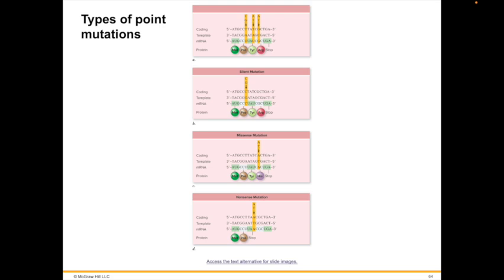Base substitutions fall into two categories based on whether the new base is similar to the old one. If the change replaces a purine with another purine, for instance, A to G, or a pyrimidine with another pyrimidine, for example, a C to a T, we call this a transition. If the change replaces a purine with a pyrimidine or the reverse, for example, a G to a C, we call this a transversion.